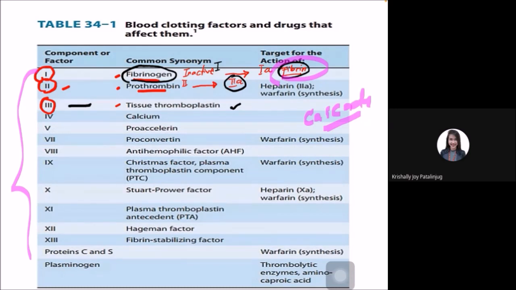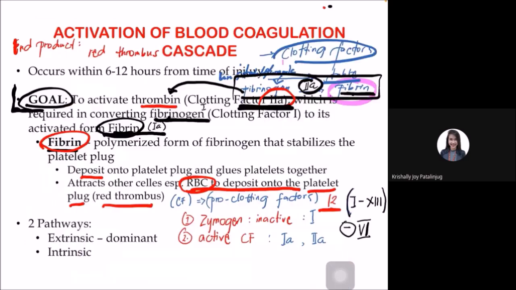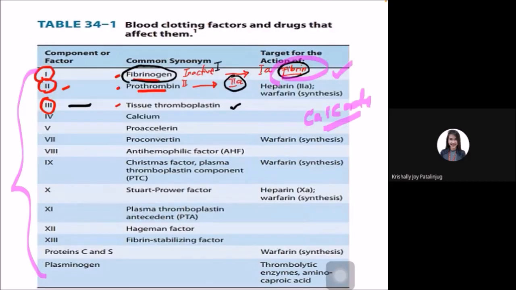So, important yung clotting factors, no? Clotting factors. Sila yung bida dito sa blood coagulation cascade. So, kailangan sila ma-activate, to form fibrin, to form the end product, which is the red thrombus. Okay?